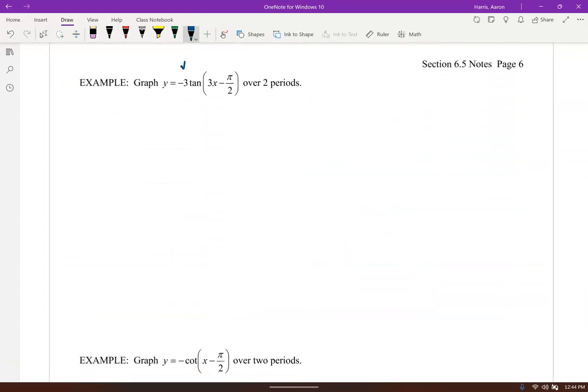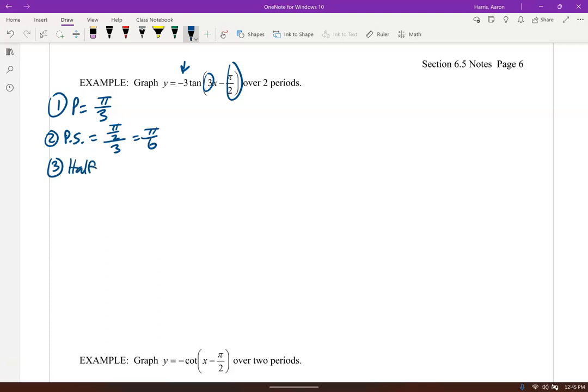This time it is reflected about the x-axis. Notice the negative 3, and then it's shifted. See that 3x minus pi halves, so we've got a phase shift on this one. So let's go through it. Our period is pi over b. Our b here is 3. So our period is pi over 3. Our phase shift is c over b. So the pi halves over the 3. So we got pi over 6 as our phase shift.